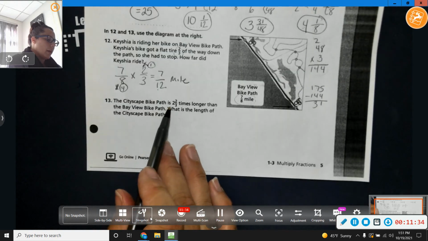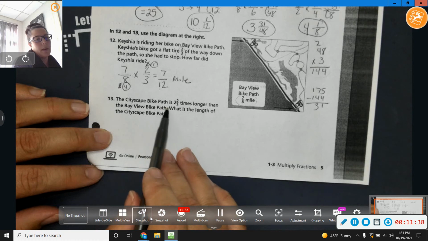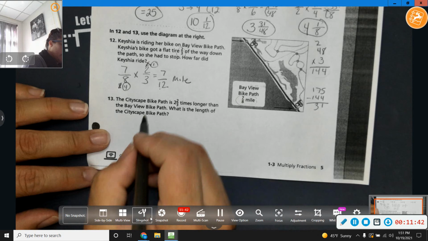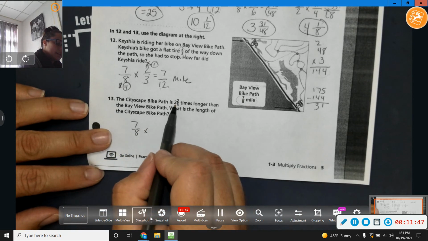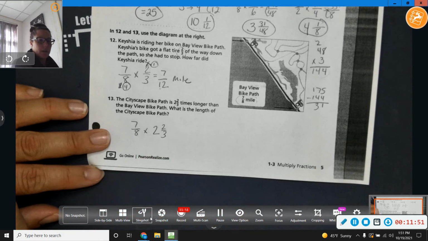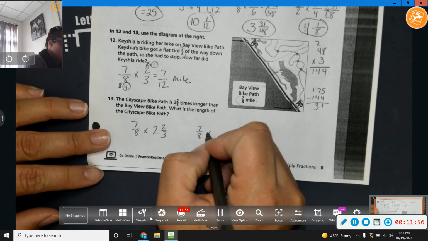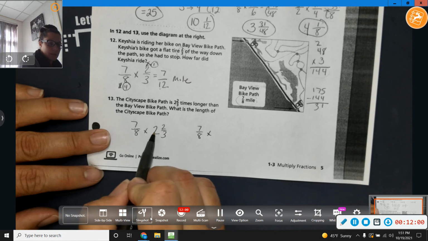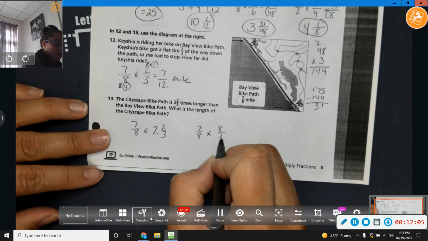The Cityscape Bike Path is 2 2/3 times longer than the Bayview Bike Path. What is the length of the Cityscape Bike Path? Well, the Bayview Bike Path is 7/8 of a mile, and the Cityscape is 2 2/3 times longer. So I have to do this math. I don't do anything with 7/8, but I do have to change this. I have to wheel it. 3 times 2 is 6, plus 2 is 8, over my denominator of 3.